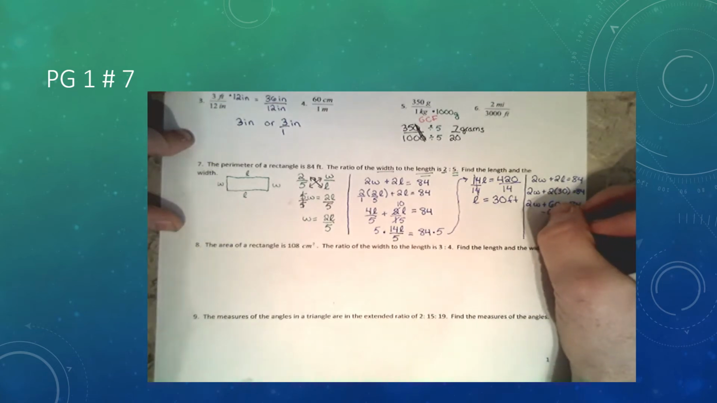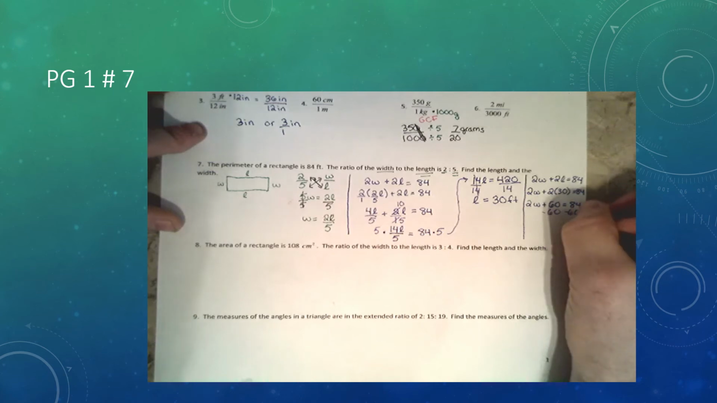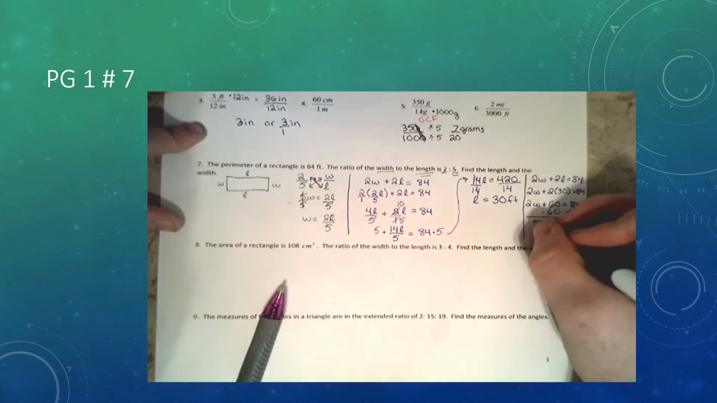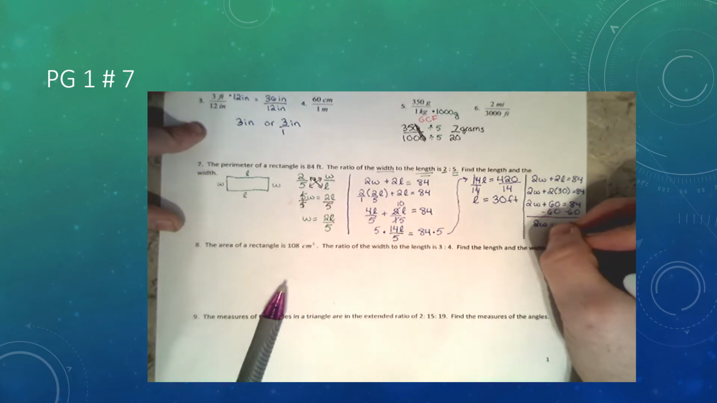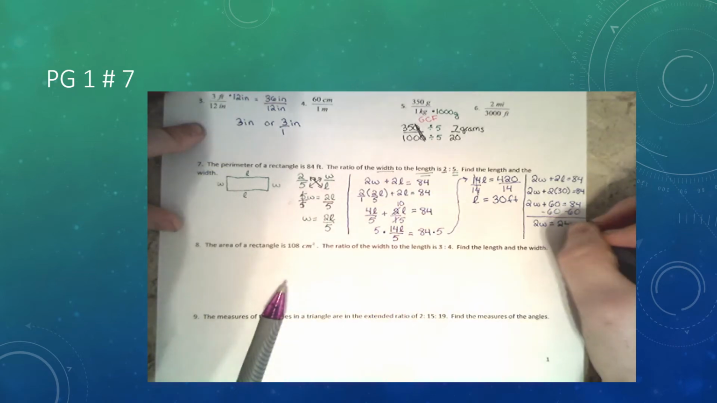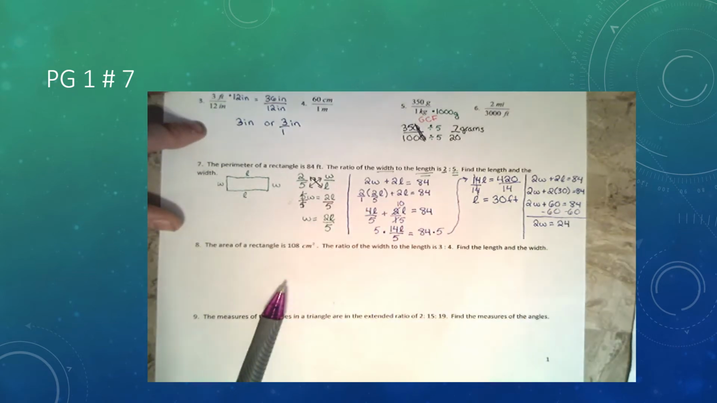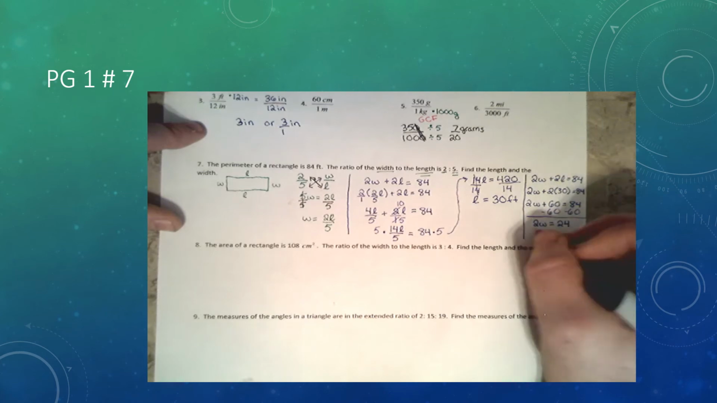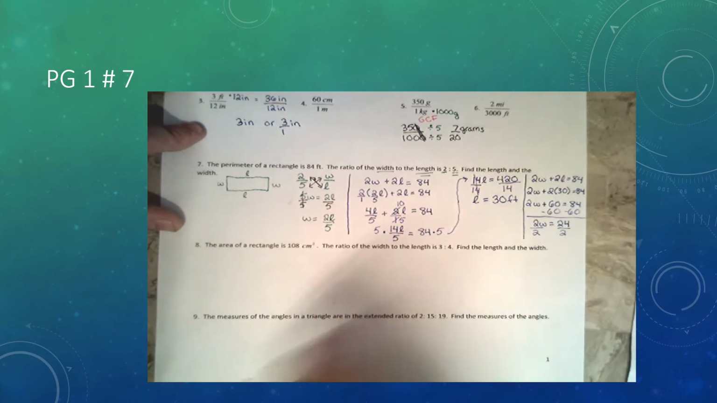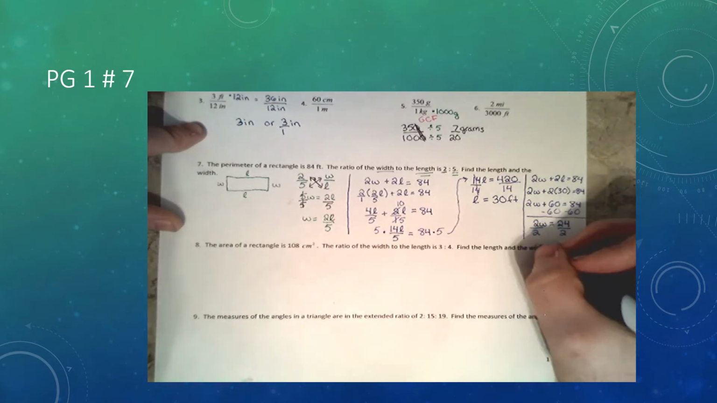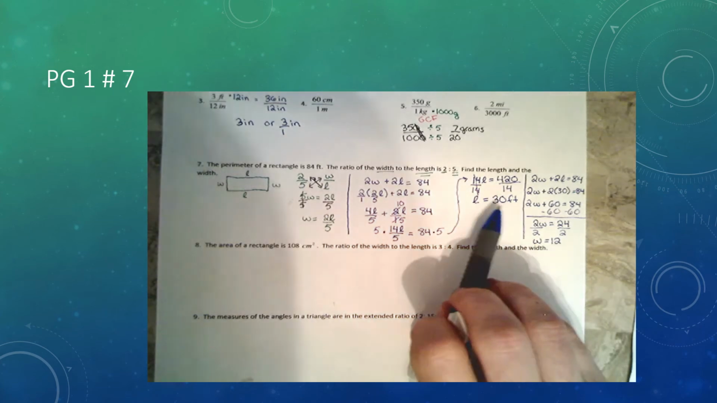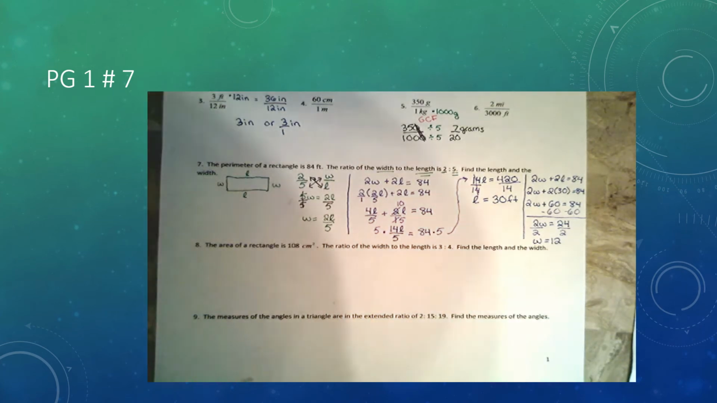Subtract 60 from both sides, and you get 2W equals 24. Divide each side by 2. And W equals 12. So the length was 30, the width was 12.